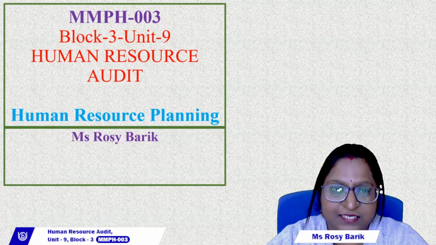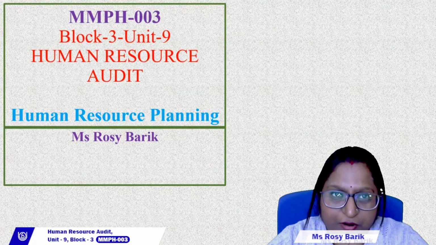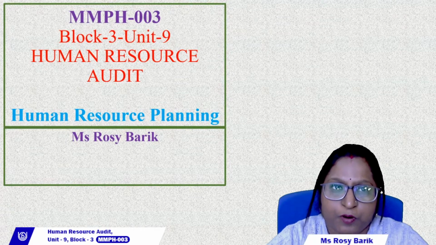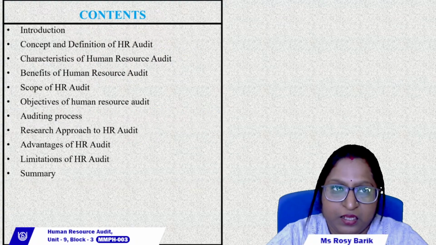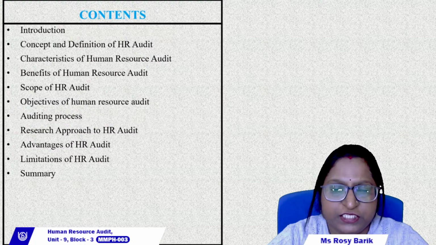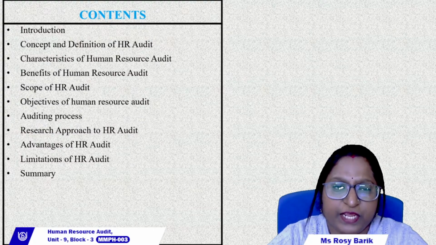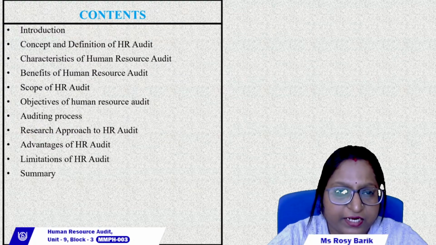Welcome back. This is Assistant Professor Rosy Barik from the Human Resource Department, and I am going to discuss human resource planning. Today our topic is human resource audit. It is Block 3, Unit 9, and the code is MMPH003. The content of this part is introduction, concept and definition of HR audit, characteristics of human resource audit, benefits of human resource audit, scope of HR audit, objectives of HR audit, auditing process, research approach to HR audit, advantages of HR audit, and limitations of HR audit.